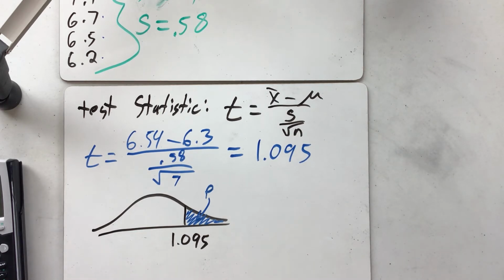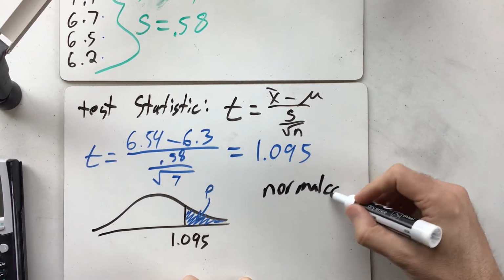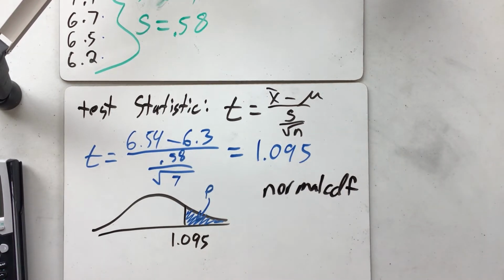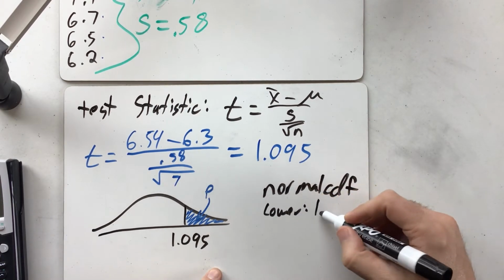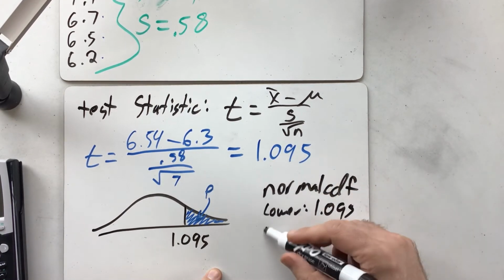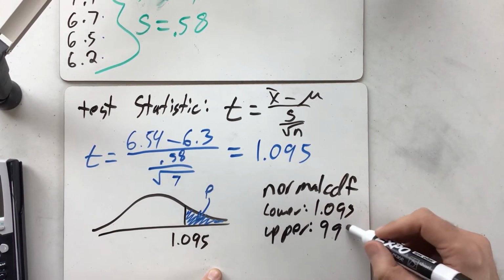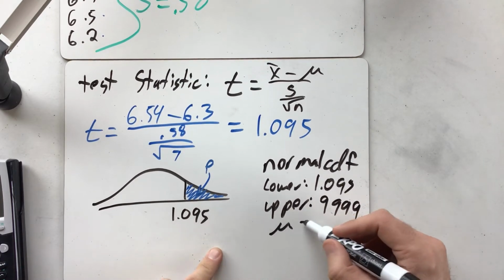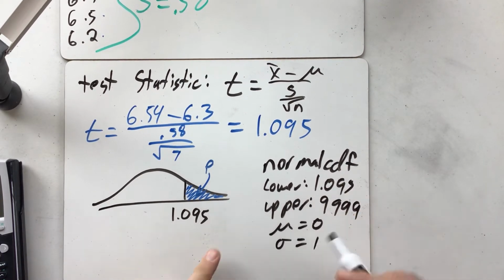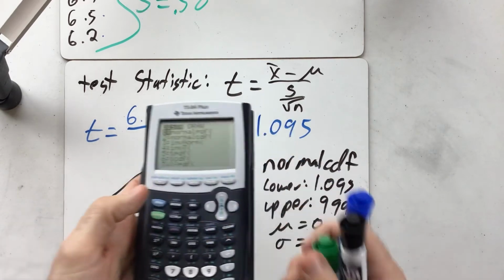So I'm going to use normal CDF. I'm going to have my lower be 1.095. My upper is just any really big number you like. I'll just put a bunch of 9s on there. And then remember, we always use mu equals 0 and sigma equal to 1. So I put all that on there to get my result, and I'll come over here and go to distributions.